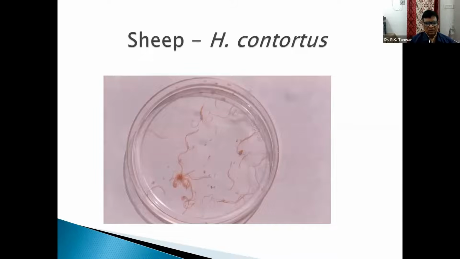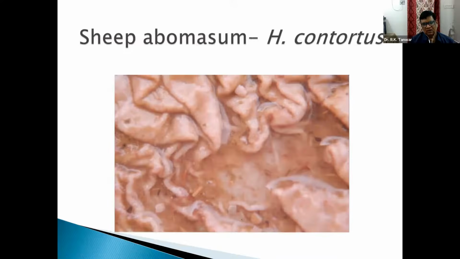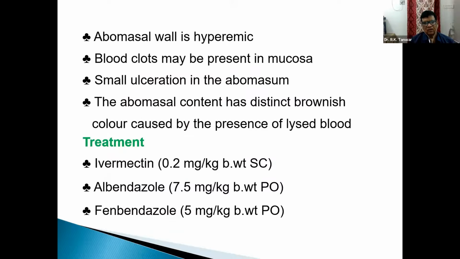So this is one patient showing brown color Haemonchus contortus in sheep. And this is an abomasum where a large number of brown Haemonchus contortus are present. The abomasal wall is hyperemic, blood clot may be present with the mucosa, and small ulceration in the abomasum can occur in other conditions also. Treatment is effective if regular treatment is given with these 7 or 8 dewormers, that is ivermectin, albendazole.